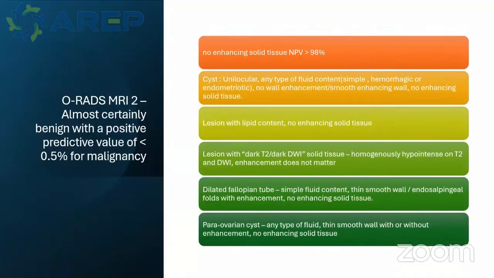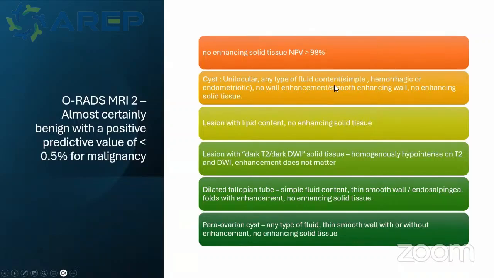O-RADS MRI 2 category: these are almost certainly benign lesions with a positive predictive value of less than 0.5% for malignancy. So this should not have any enhancing solid tissue. Under this category, we have a unilocular cyst with any type of fluid content, but there should be no wall enhancement and no enhancing solid tissue.